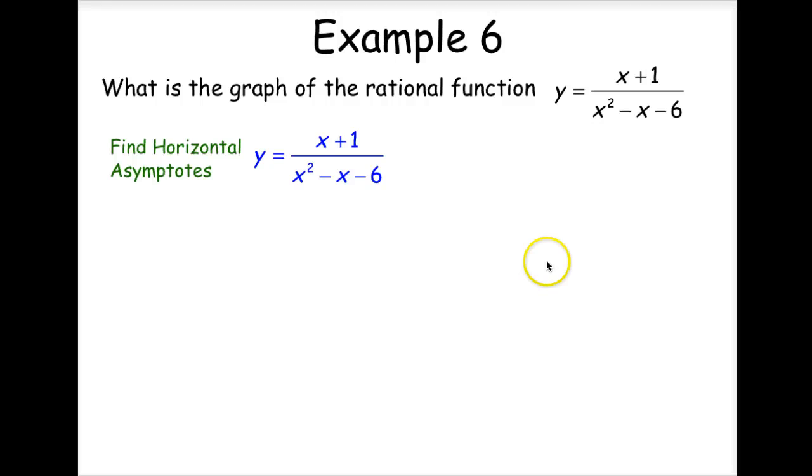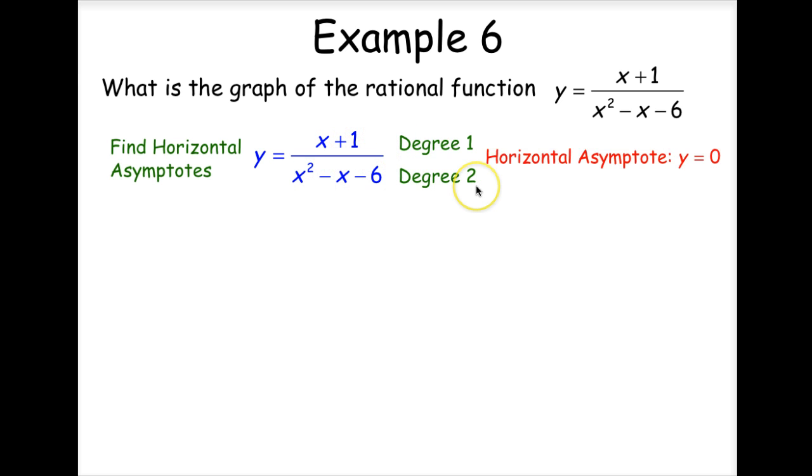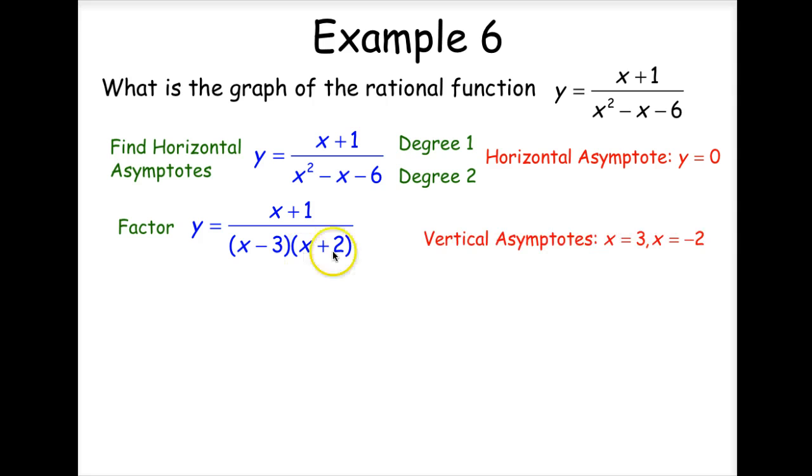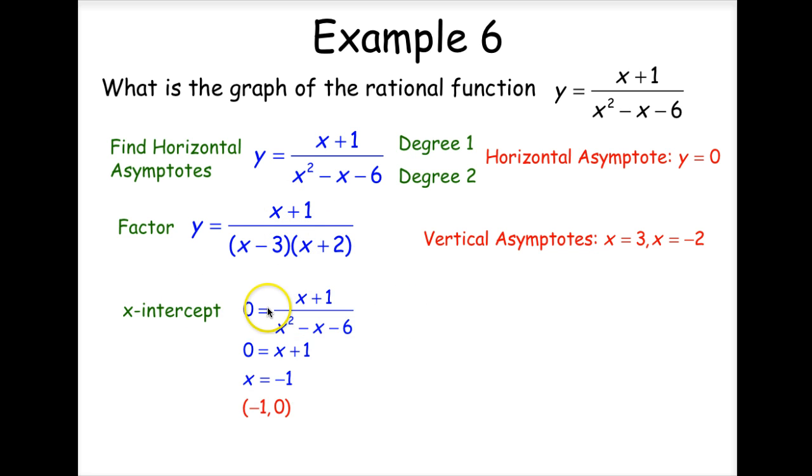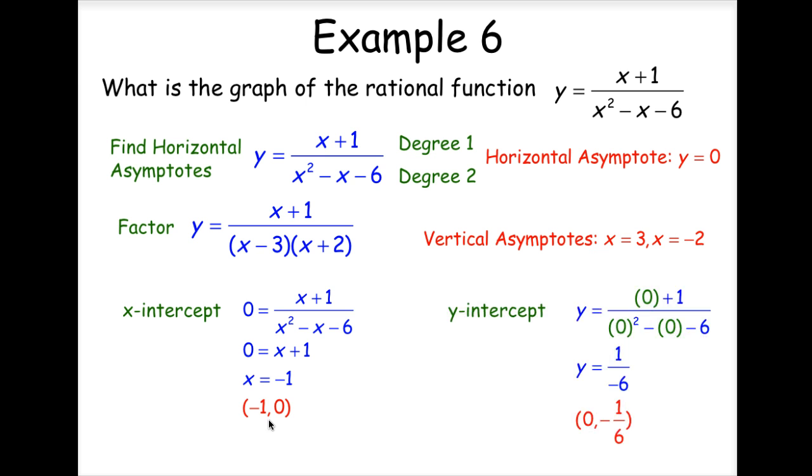So let's graph this rational function. First of all, find horizontal asymptotes. The degree of the numerator is 1, the degree of the denominator is 2, so the horizontal asymptote is at y equals 0 because the degree of the numerator is less than the degree of the denominator. We're going to factor the denominator. We find that there are vertical asymptotes at positive 3 and negative 2. There are no common factors with the numerator. To find x-intercepts, we set the numerator equal to 0. So the x-intercept is at (negative 1, 0). The y-intercept is at (0, negative 1/6).